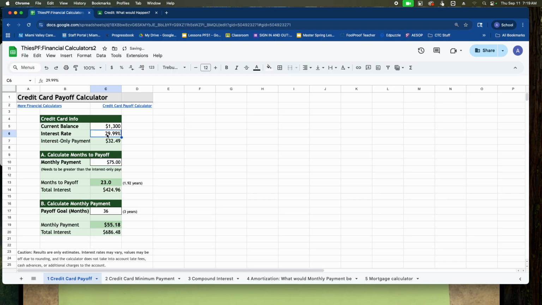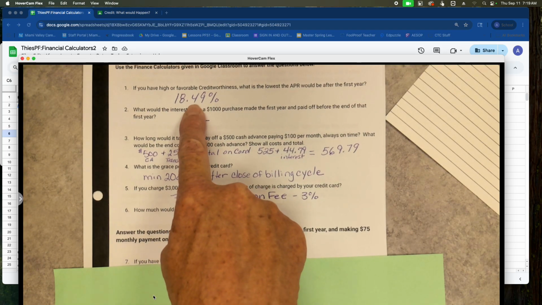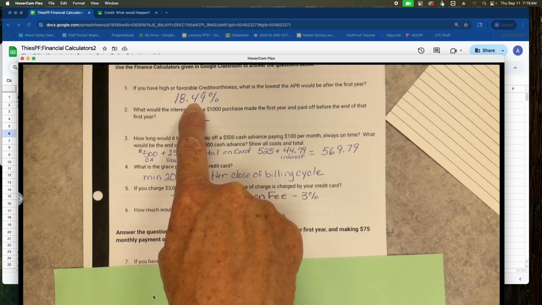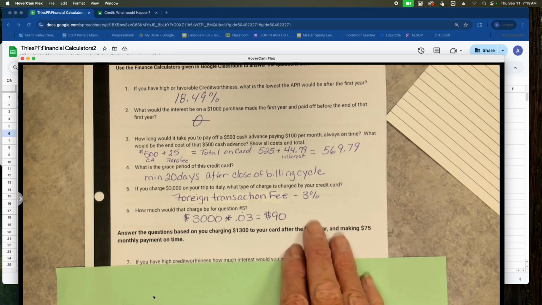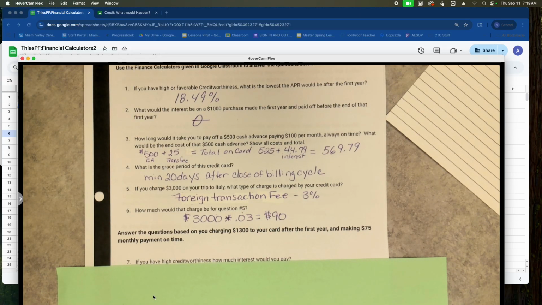And now the interest rate. The first one says if you have high creditworthiness, and we talked about that up here. So our high creditworthiness is going to be this. So you're going to put that in for your percentage, and you are going to answer the rest of the questions on your own.